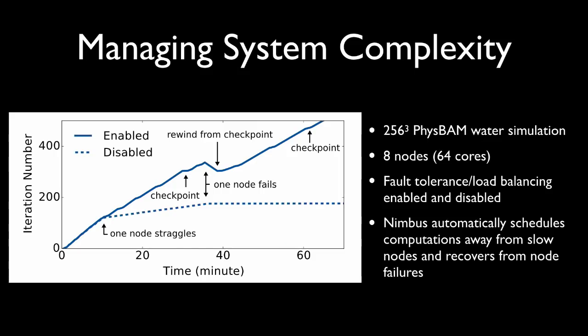Nimbus can manage system complexity for you. So here's one experiment where we took 64 cores, so 8 nodes, for a 256 cubed FizzBAM water simulation. 10 minutes into the simulation, we caused one node to slow down a lot, just synthetically, put a lot more computational load on it. If you don't have automatic load balancing, then the simulation slows down to the speed of the slowest node. That's the dotted line. It gets really, really slow.